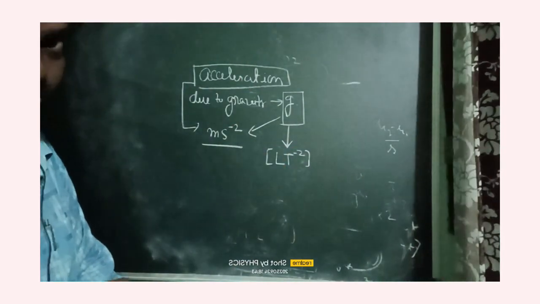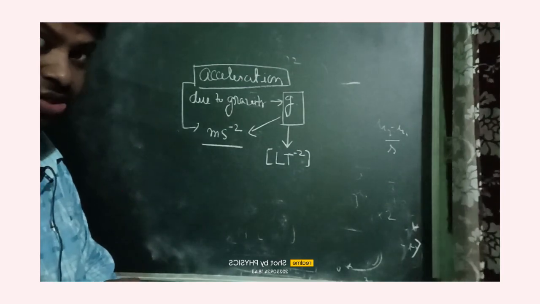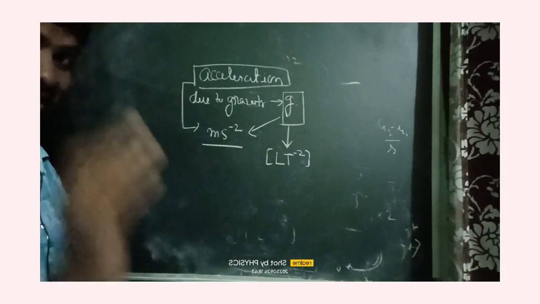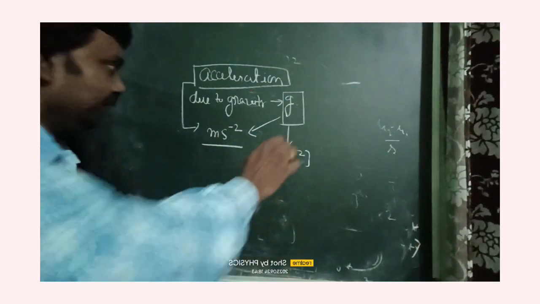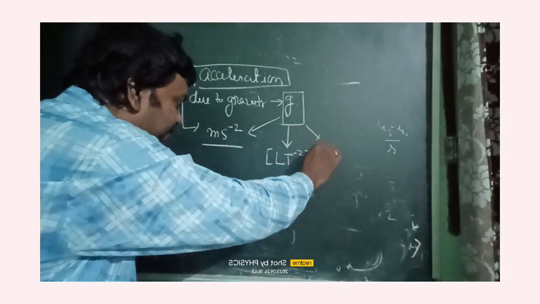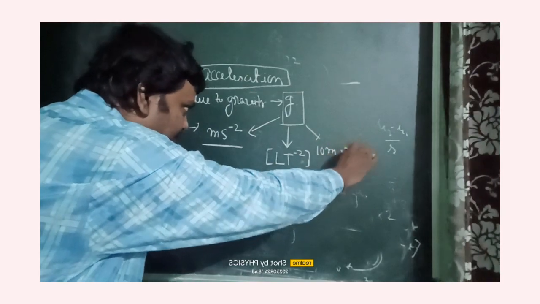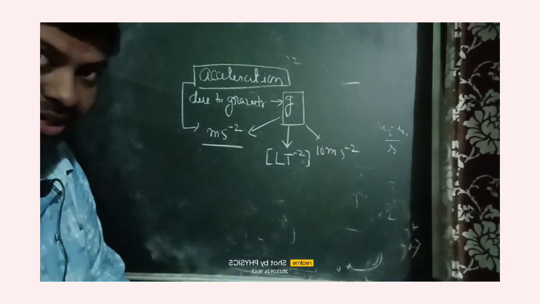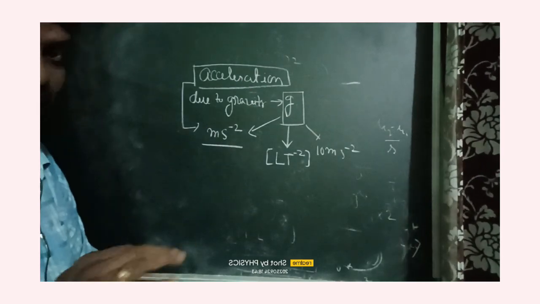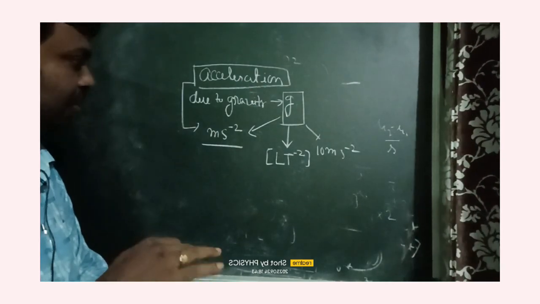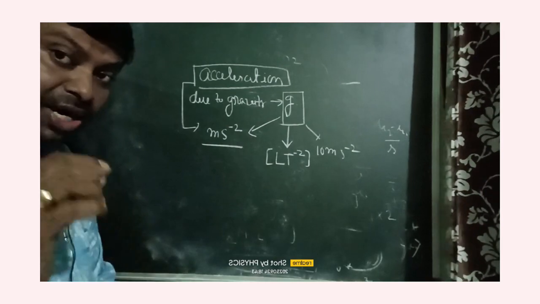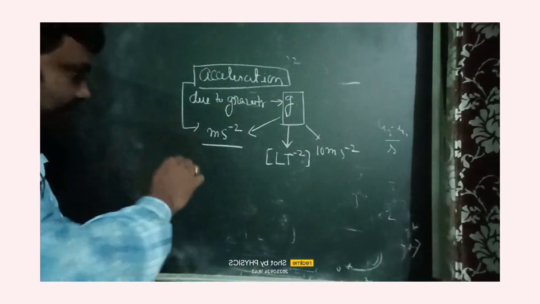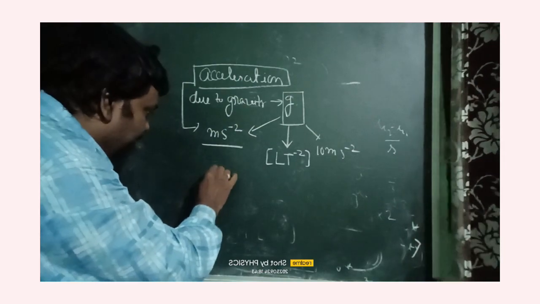Now what is the value we have to take in the examination? It may be given on your question paper, or you may take the two possible values. They are 10 meter second to the power minus 2, or it may be 9.8 meter per second square on earth, right? On earth.